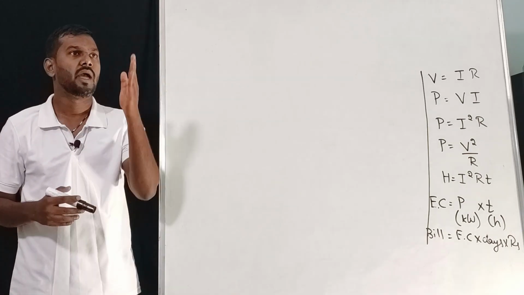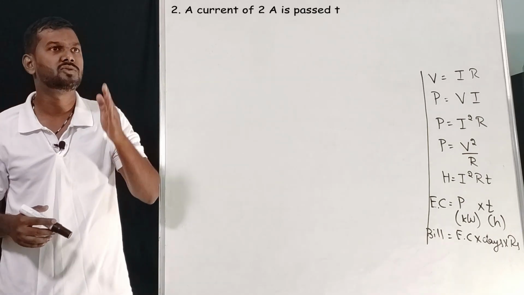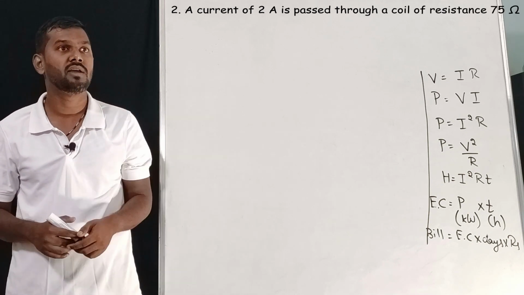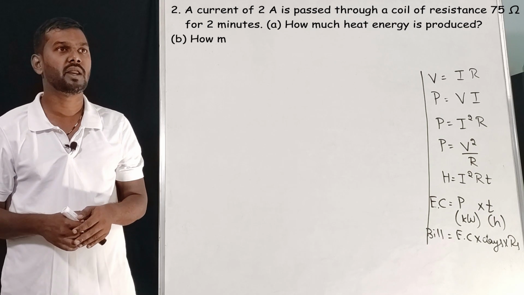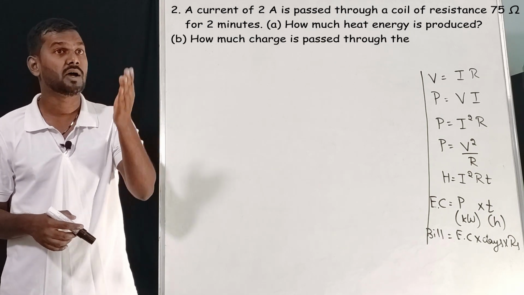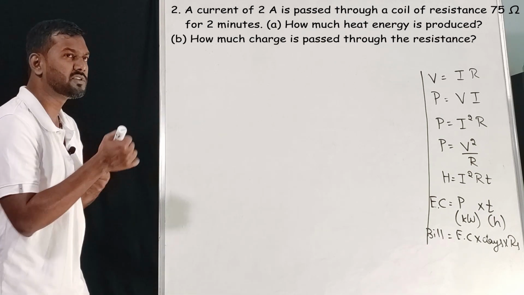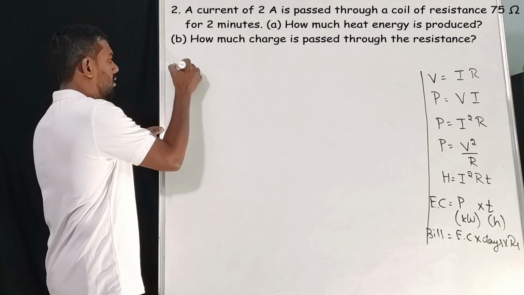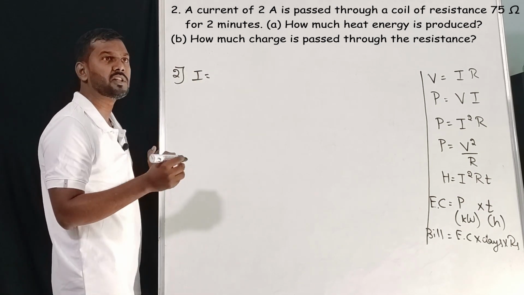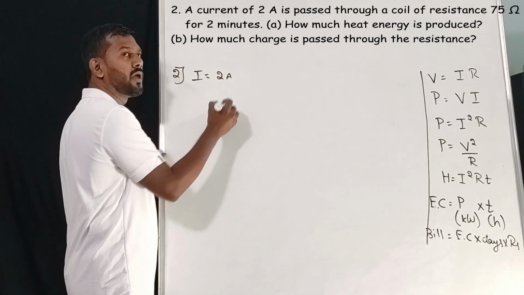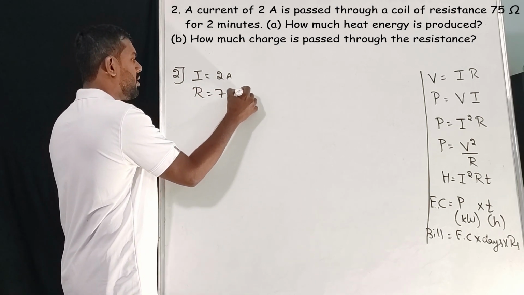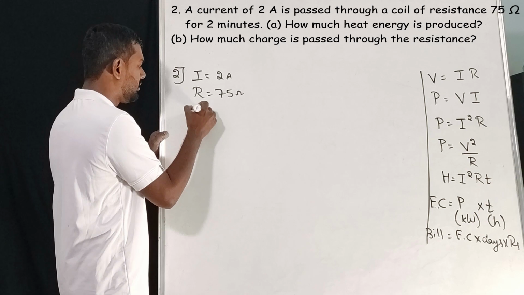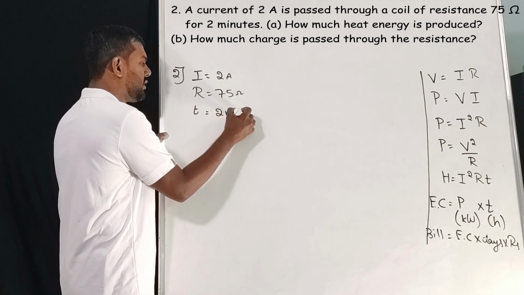Our second question: a current of 2 ampere is passed through a coil of resistance 75 ohm for 2 minutes. How much heat is generated? How much charge passed through the resistance? See, first we'll write the given data. Current is given, that is nothing but 2 amperes. Next, resistance is given, R is equal to 75 ohms. Time is given, that is 2 minutes.